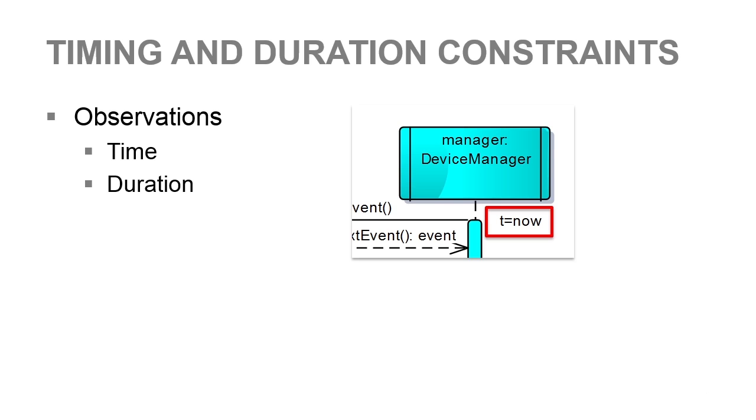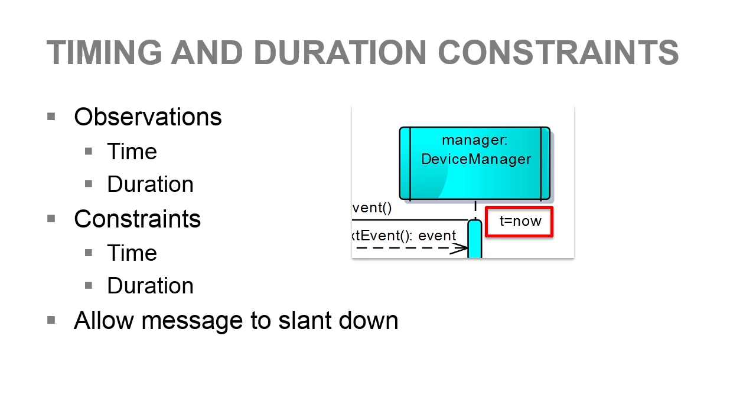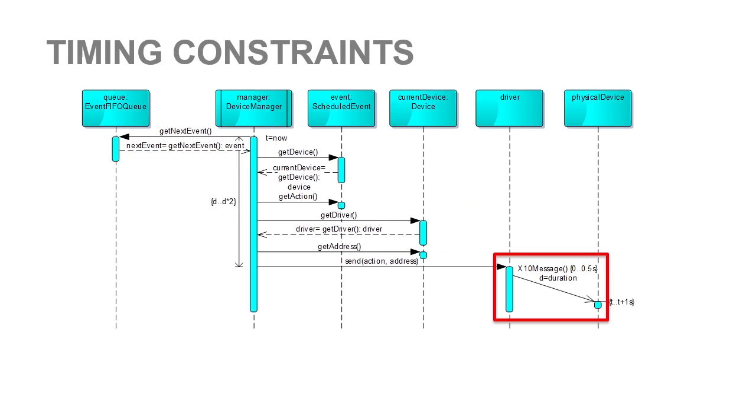Observations record information, either noting a point in time or recording the duration of a message being sent. Constraints are either absolute constraints, such as stating that something must take place within a certain duration, or are relative to the observations, for example, stating that something must take place within a certain number of milliseconds from a timing observation. Where these are associated with a message, the message is shown in the diagram slanting downwards to indicate that there is an observable duration between the sending and receiving of the message. You can see how that message is slanting down here because of the duration constraint that's been added.